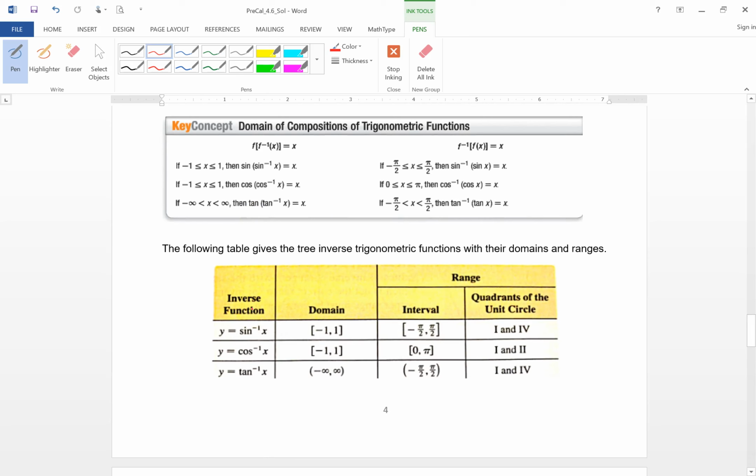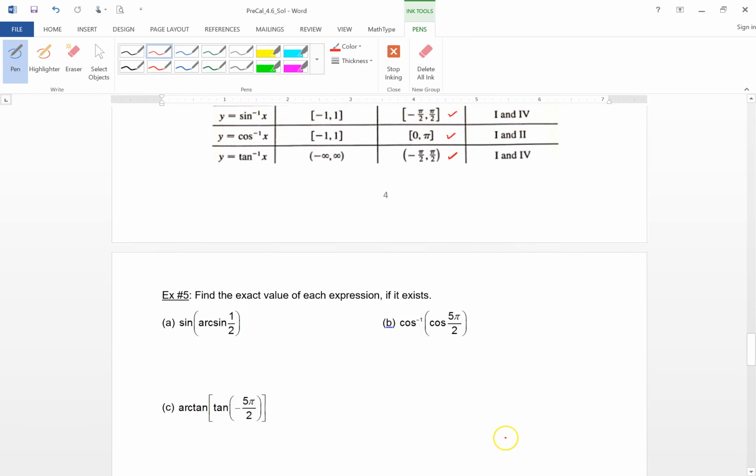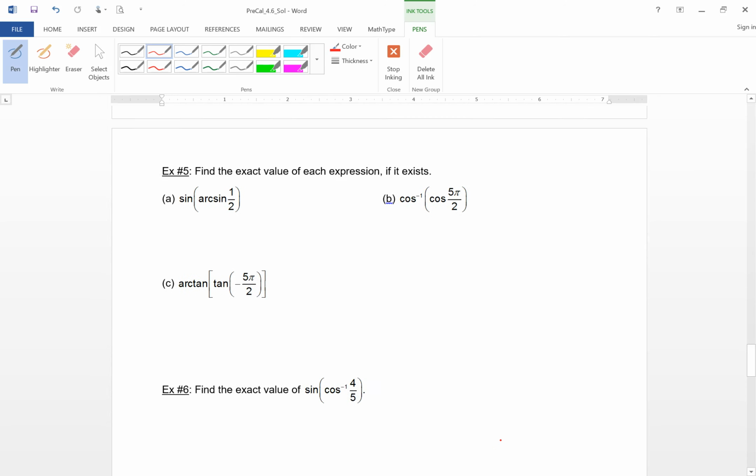This chart, this is what I was talking about. You should know this chart very well, because it tells you the domain of each function. It tells you the interval of each one. This is very important. And what's more is it tells you the quadrants where each of them live. Okay? So for the sine, it's going to be quadrants 1 and 4, 1 and 2 for the cosine, and 1 and 4 for the tangent. Okay? That's where all of them live.